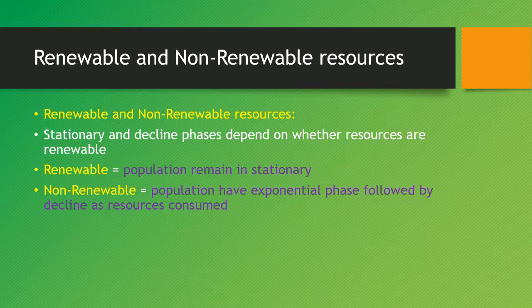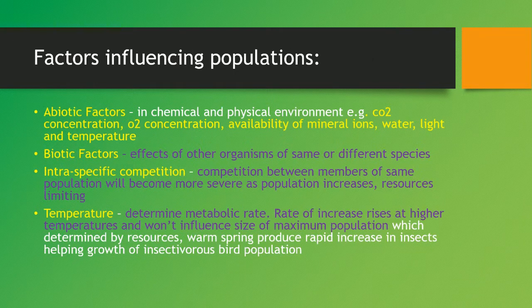You then move on and talk about renewable and non-renewable resources, and these have a big effect on populations as well, as the stationary and decline phases will depend on whether resources are renewable. If you have renewable resources, then the population will remain stationary because the resources keep coming back, and therefore you can keep having them, and the population stays. But if they're non-renewable, then the population will have an exponential phase followed by a decline phase, as the resources will be consumed while the population increases. But as they're non-renewable, there'll be none left, and therefore the population will decline.